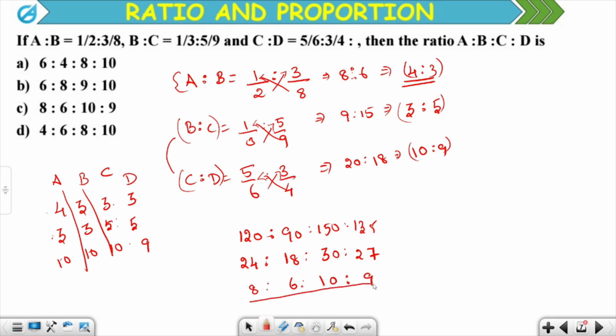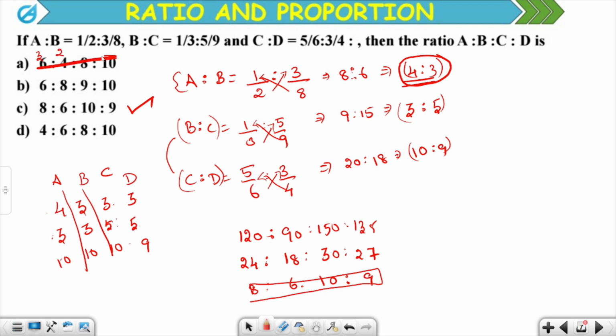So what is the ratio? 8 is to 6 is to 10 is to 9. Okay, 8 is to 6 is to 10 is to 9. Okay, otherwise, we have seen the shortcut. So what is the ratio of A and B? It should be 4 is to 3. Now check whether it is 4 is to 3. This is 3 times and this is 2 times.